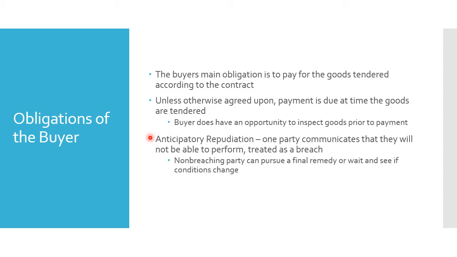Anticipatory repudiation. As it relates to the buyer, this is the seller saying that we're not going to be able to deliver the goods we promised. Well, in that case, the buyer has options. They can treat that communication from the seller as a breach, and they'll have some options, and we'll talk about the options.